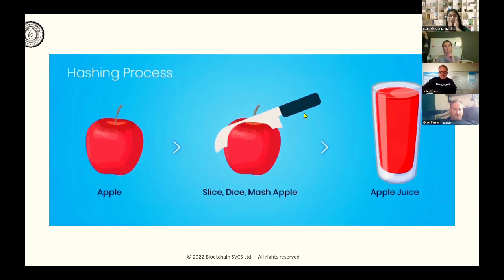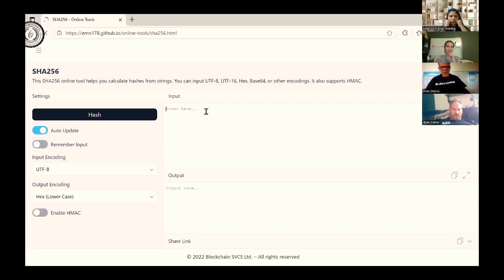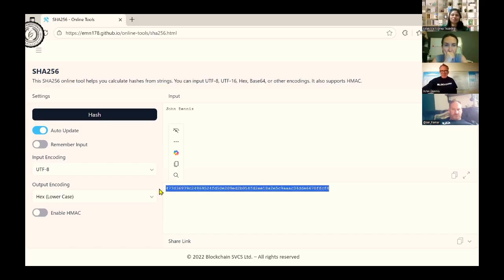Hashing is a process. You make apple juice out of apples. You can't then make an apple back out of the apple juice. But you know that the apple juice came from an apple. You could use some other example of that, like chicken McNuggets has been used. You can't make the chicken back out of it. People can try this. If I put in John Dennis, that's the hash of John Dennis. That's a nice little exercise you can do in class. If you use SHA-256, every time you write John Dennis, it produces that.